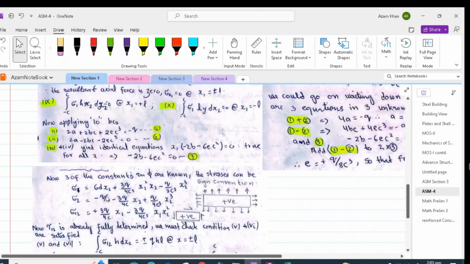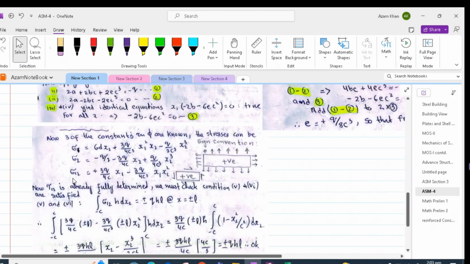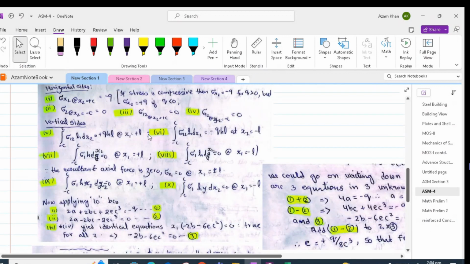So based on these three constants, our sigma 1 comes out to be 6d x2 plus 3q by 4c cube x1 square x2 minus q by 2c cube x2 cube. Sigma 2 is equal to minus q by 2 minus 3q by 4c x2 plus q by 4c cube x2 cube, and sigma 12 is equal to plus 3q by 4c x1 minus 3q by 4c cube x1 x2^2. Sigma 12 is fully known, but it is important that we check the conditions 5 and 6.